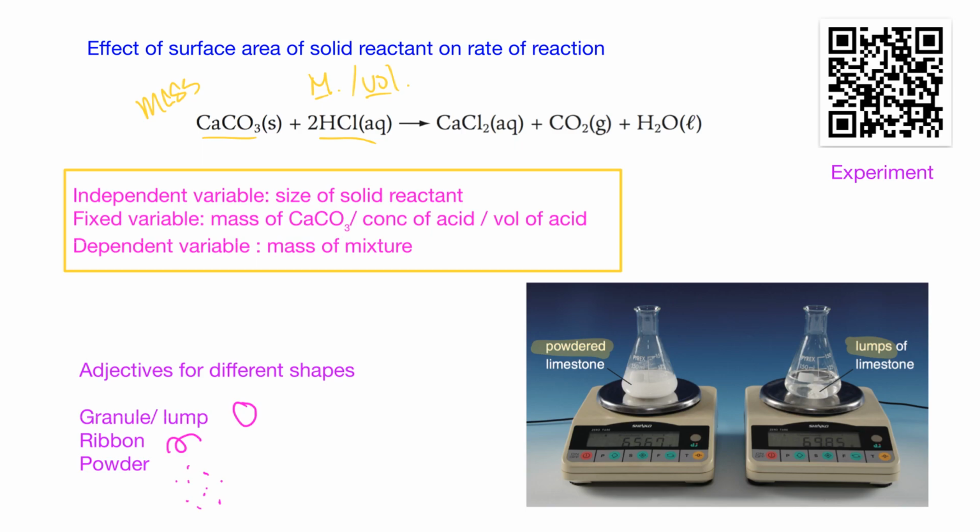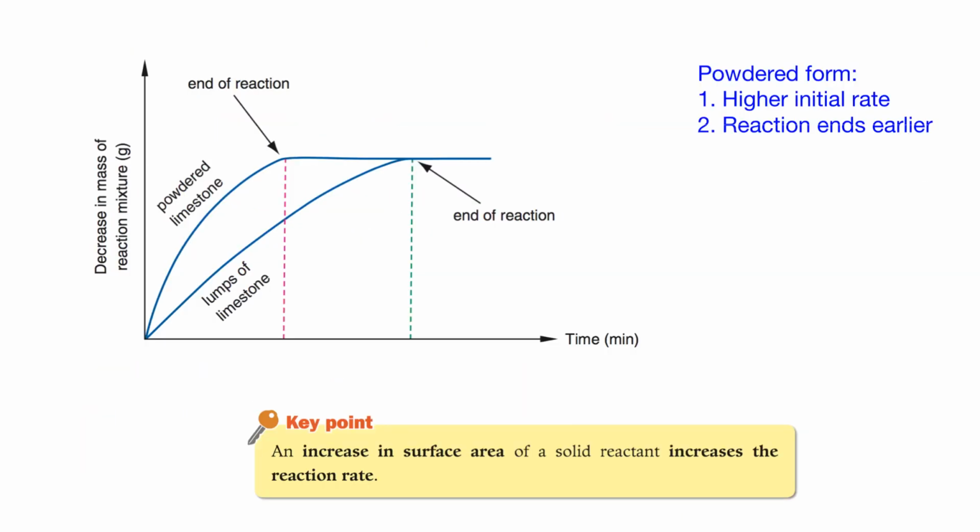What we're measuring this time, because we're using the electronic balance, is the mass of the mixture, the decrease in mass of the mixture, to compare the rate of reaction. So the results look like this. You can see that for the powdered limestone, the slope will be steeper. The initial rate will be steeper. For lumps of limestone, it will be like this.